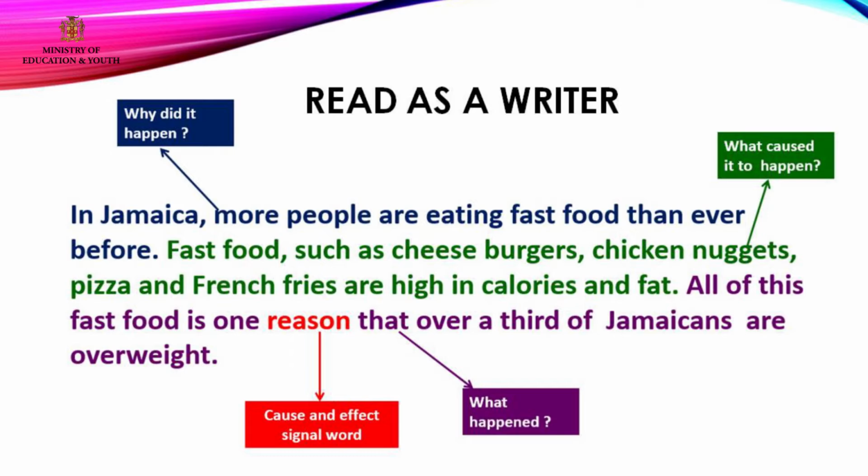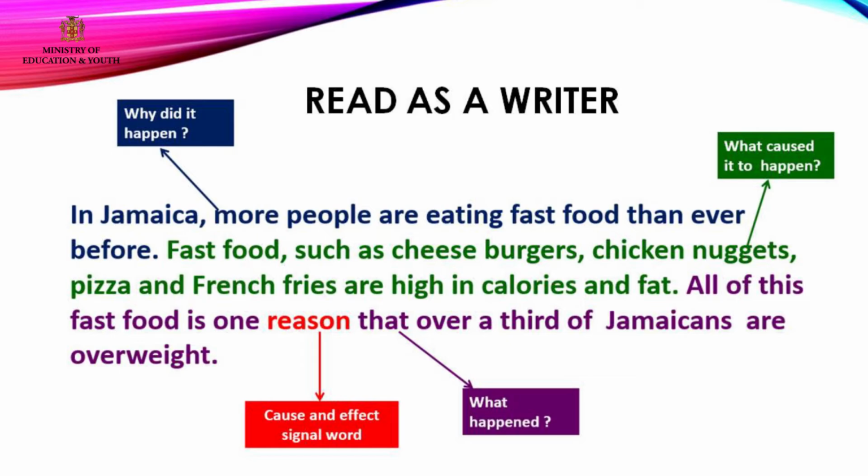Remember that sometimes the effect may be listed before the cause. But in this case, the paragraph starts off by saying, why did it happen? In other words, it is giving you the reason. The second sentence says, fast food such as cheeseburgers, chicken nuggets, pizza, and French fries are high in calories and fat. This sentence is now answering this question. What caused it to happen?